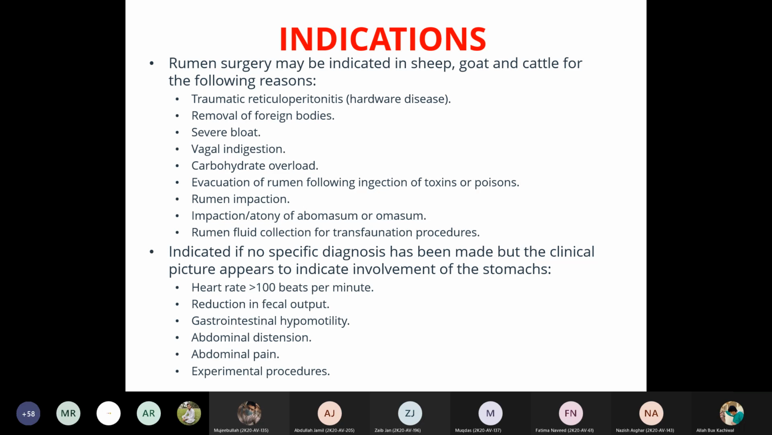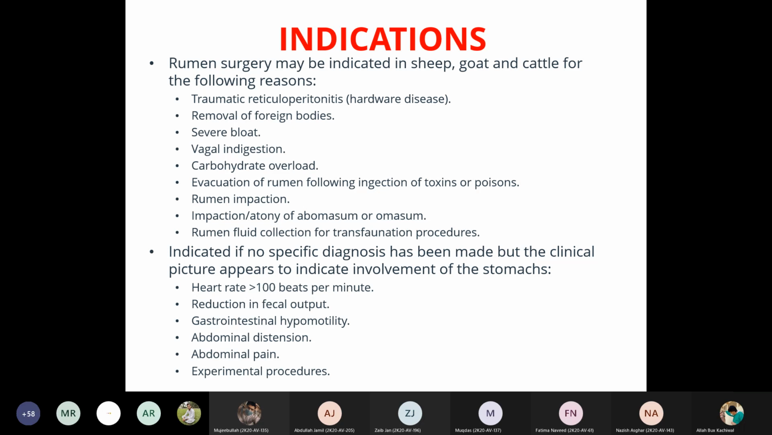Carbohydrate overload: if the animal is overloaded by carbohydrate, that can be relieved and treated by a ruminotomy. Evacuation of the rumen following ingestion of toxins or poisons: you need to evacuate the rumen by a ruminotomy, or even rumen infection can be treated by a ruminotomy. Impaction or atony of the abomasum and the omasum also can be treated by a ruminotomy, and for rumen fluid collection for a transfaunation procedure, you have to perform the ruminotomy.